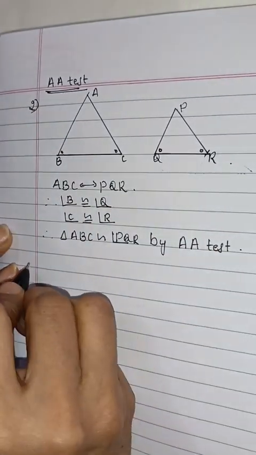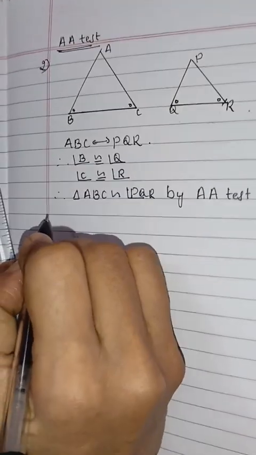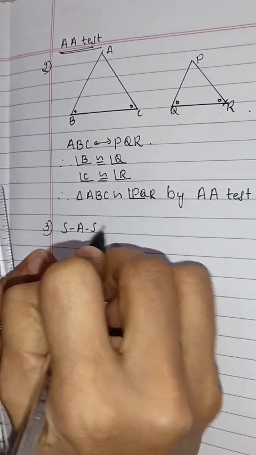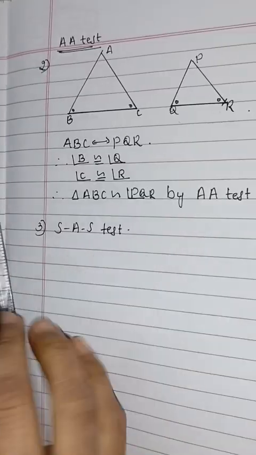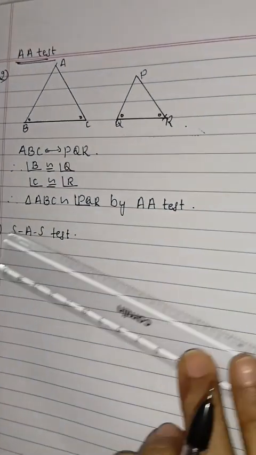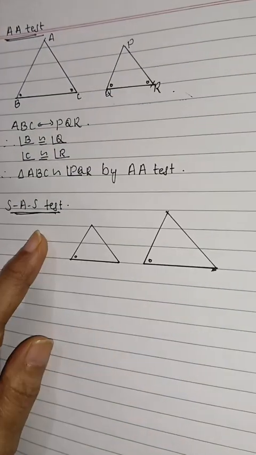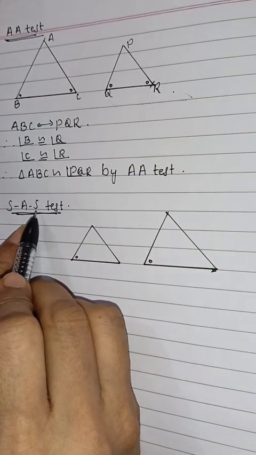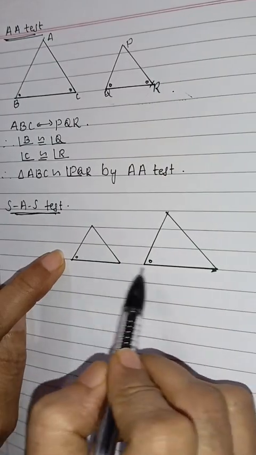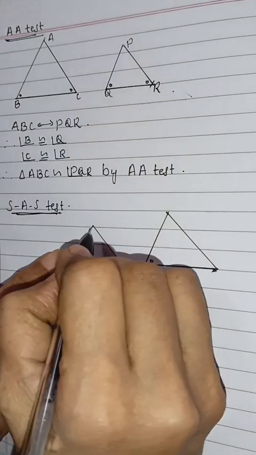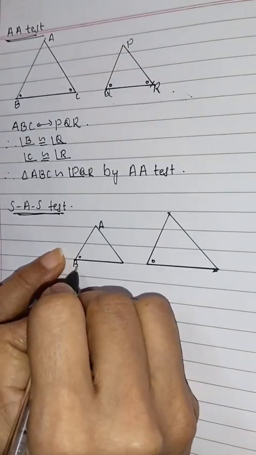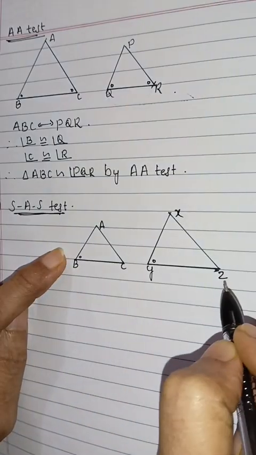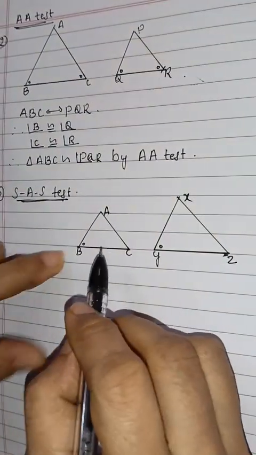Okay, third one is SAS test, side angle side test. Here we have two triangles. This is ABC, and this is XYZ.